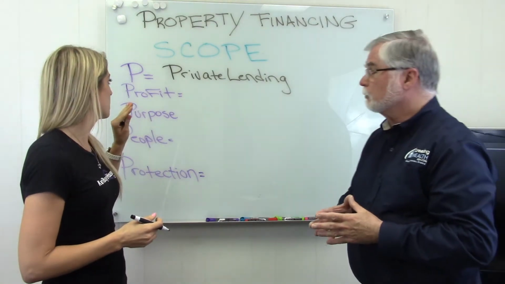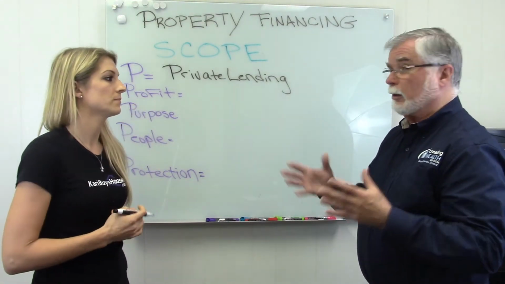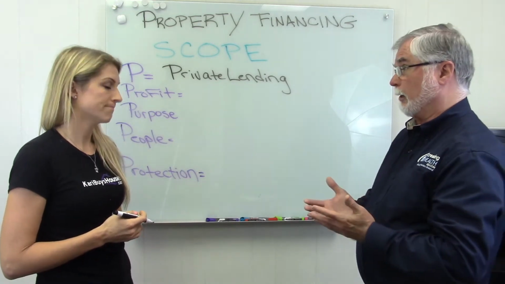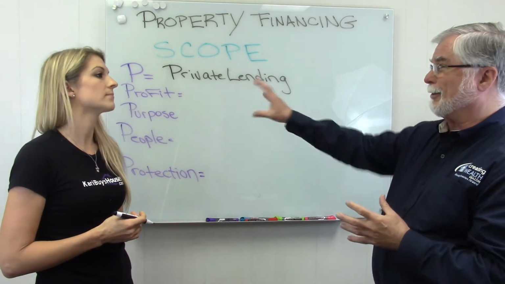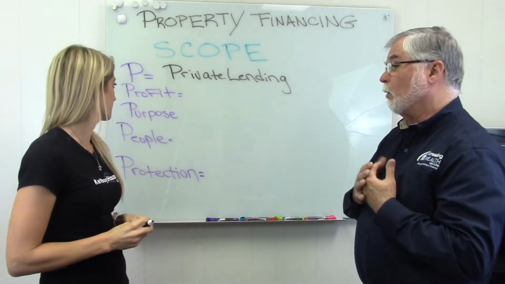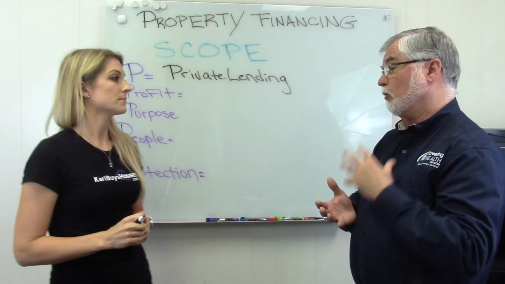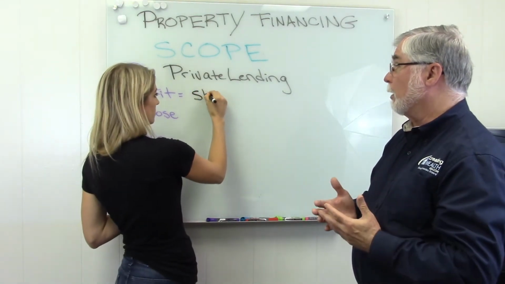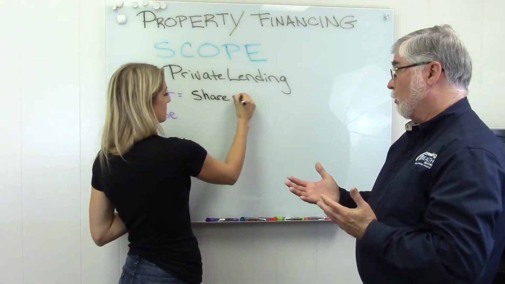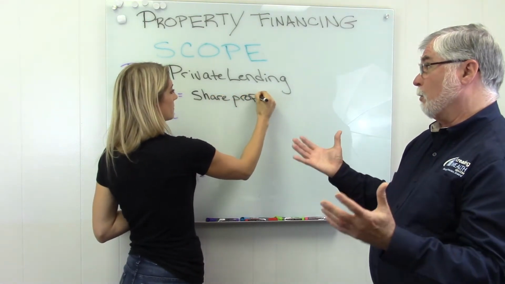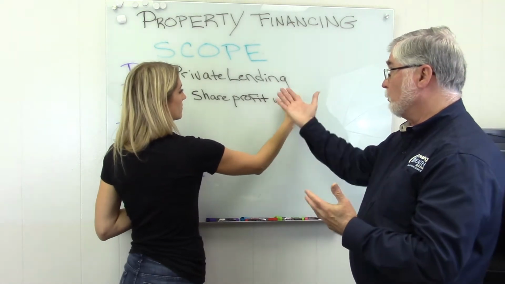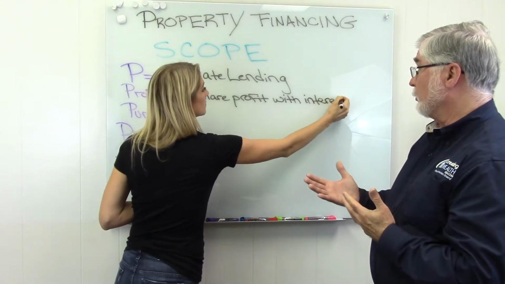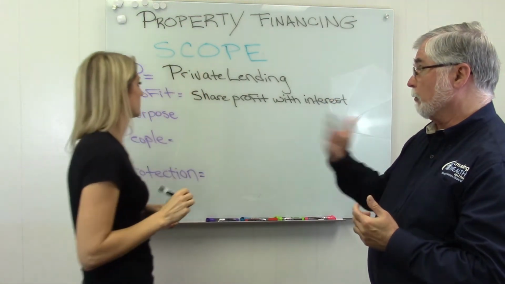Okay, now what do we use private lending for? Well, we look at it from this perspective. People are looking to make a profit, right? So the next P in our little process here is profit. And what we do as investors is we are able to share some of our profits with private lenders in the form of interest. Okay, so they help move our business forward by providing capital. So the reward they get for providing that capital is going to be interest on the money that they provide.